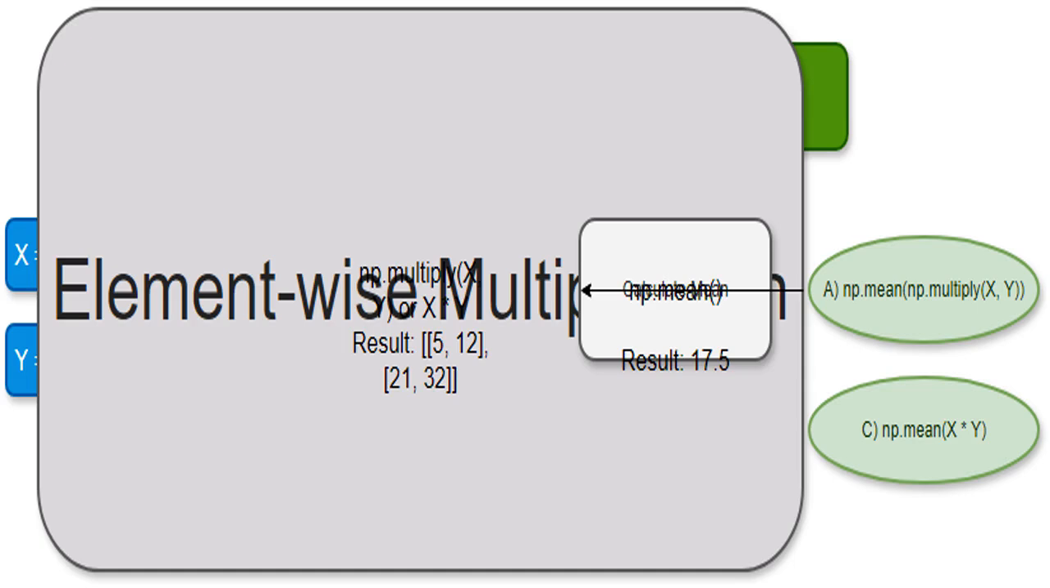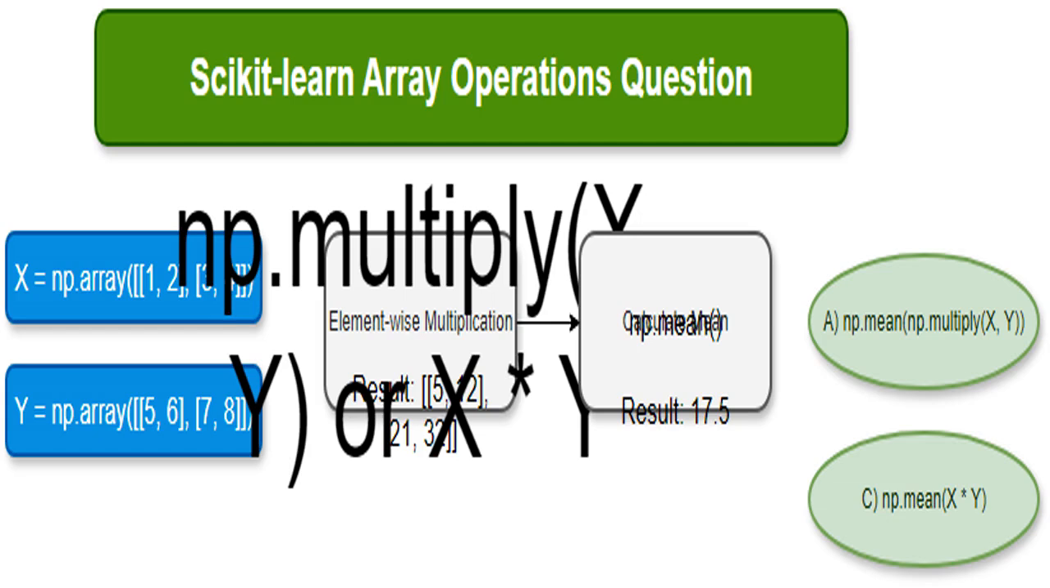This describes the core operation of the problem. Element-wise multiplication means multiplying corresponding elements from two arrays. For instance, the top left element of the result would be 1 * 5, the top right would be 2 * 6, and so on. This shows two ways to perform element-wise multiplication in NumPy. The first is the explicit function call.